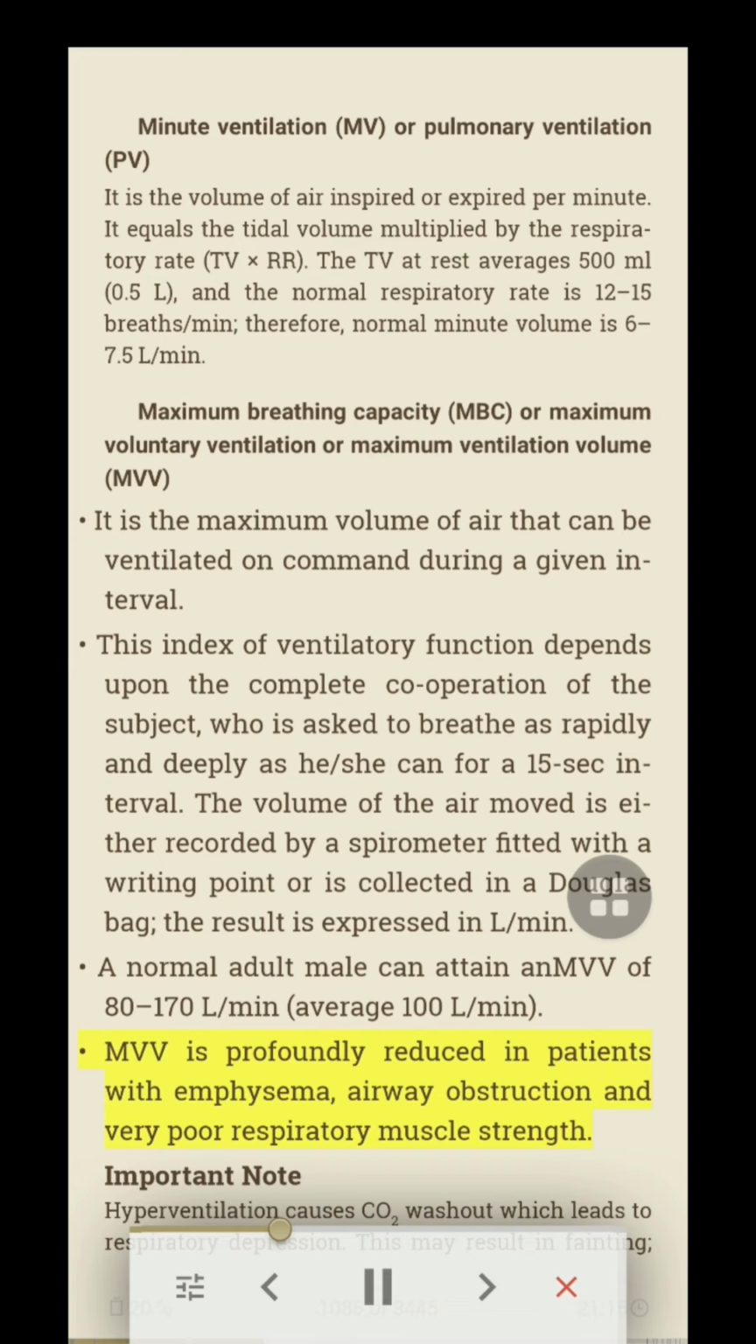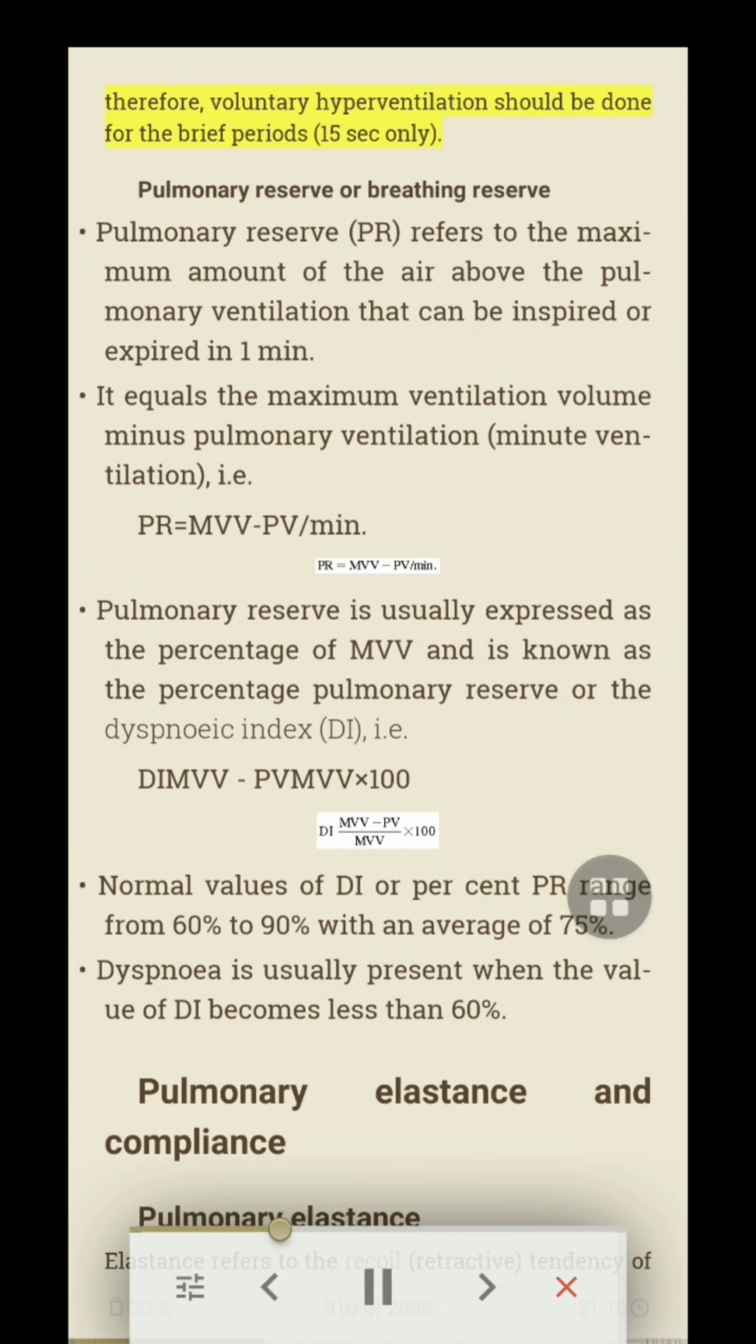MVV is profoundly reduced in patients with emphysema, airway obstruction, and very poor respiratory muscle strength. Important note: hyperventilation causes CO2 washout, which leads to respiratory depression. This may result in fainting. Therefore, voluntary hyperventilation should be done for brief periods, 15 seconds only.